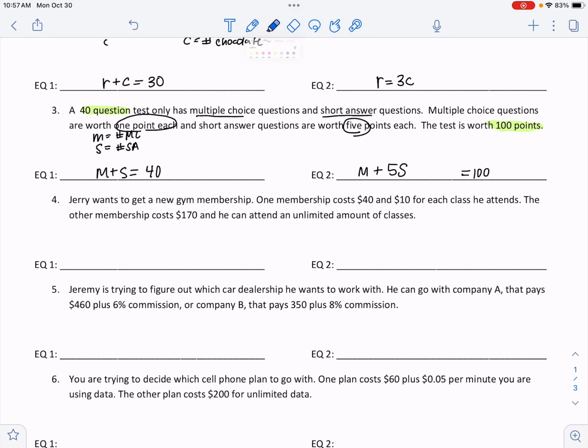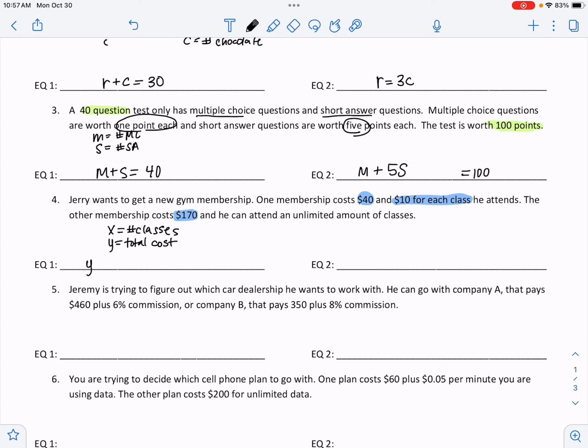And so the first gym membership costs $40 and $10 per class. Okay, the other membership is just a fixed rate of 170. So this is a y equals mx plus b situation. In this case, x is the number of classes and y is the total cost. The total cost depends on the number of classes.